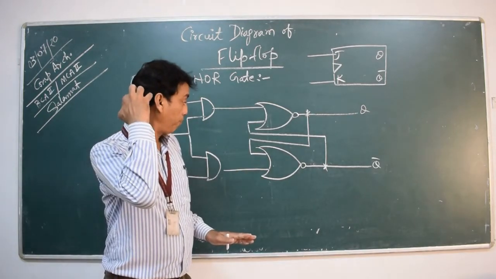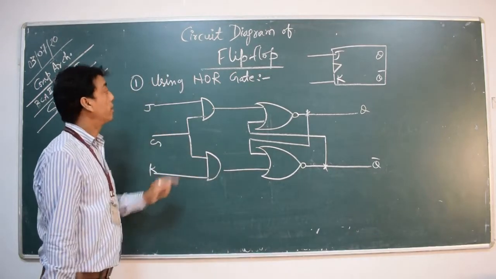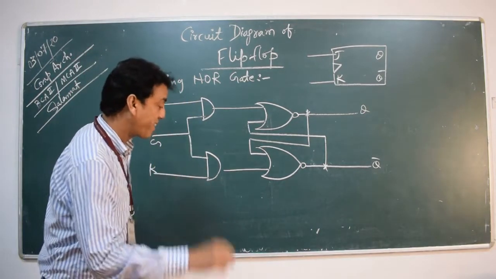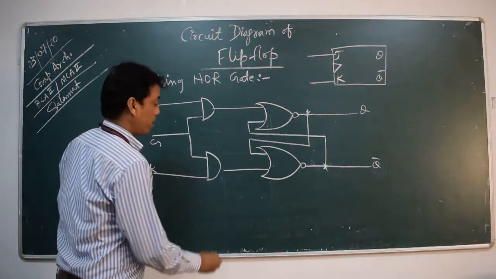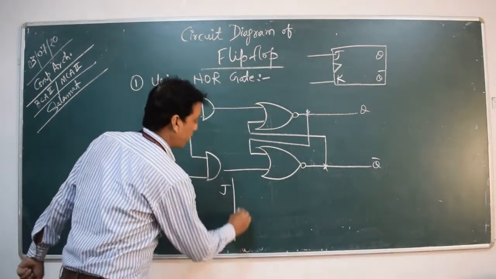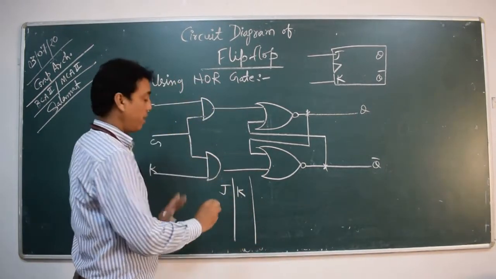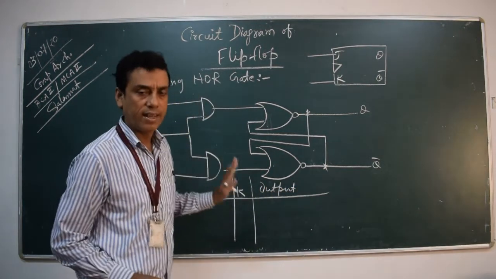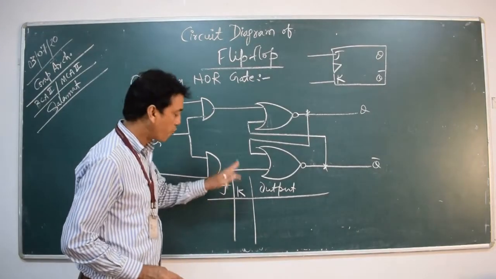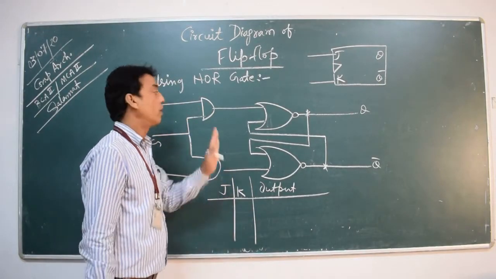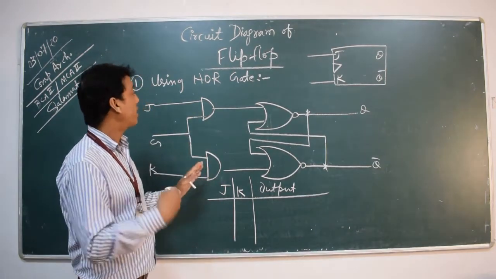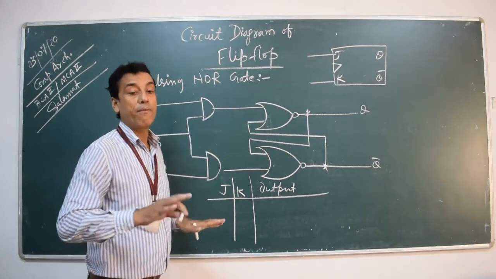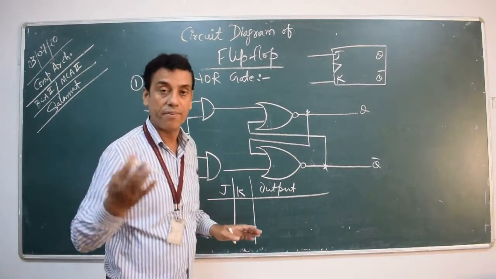If we design JK flip-flop using NOR gate, we must note that the truth table of JK will be like this: J, K, output, which we have learned in the last session. But I am going to repeat the truth table of JK flip-flop because today we are going to discuss another design possibility of flip-flop using NAND gate, and the truth table will become different.